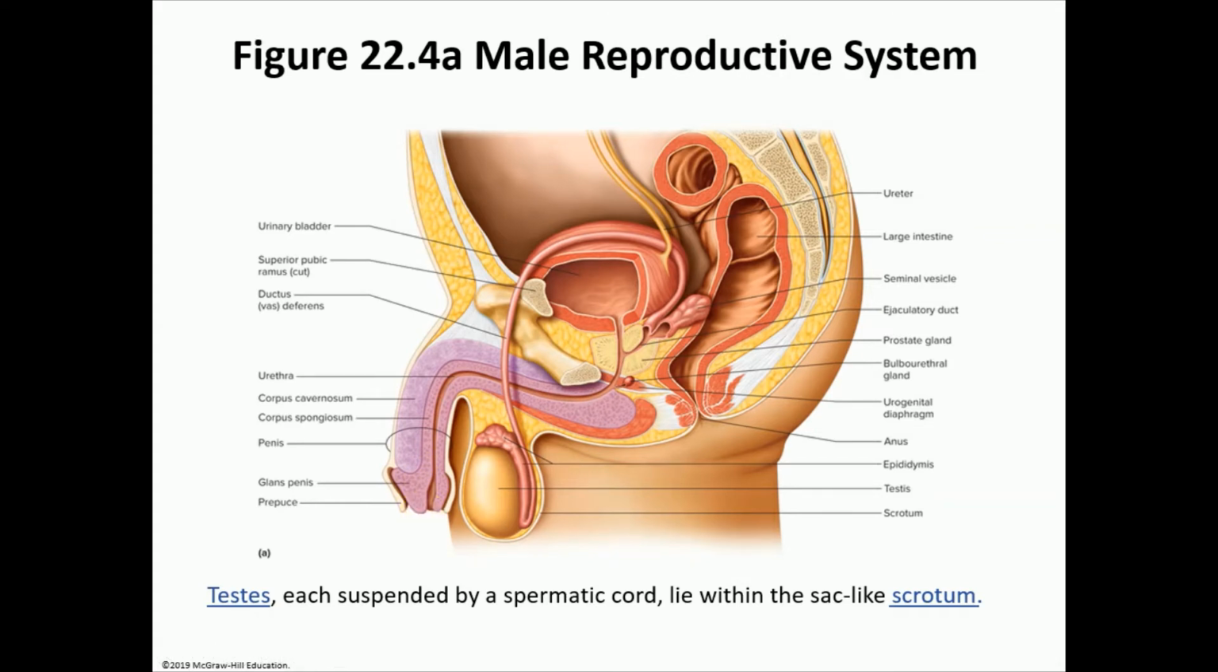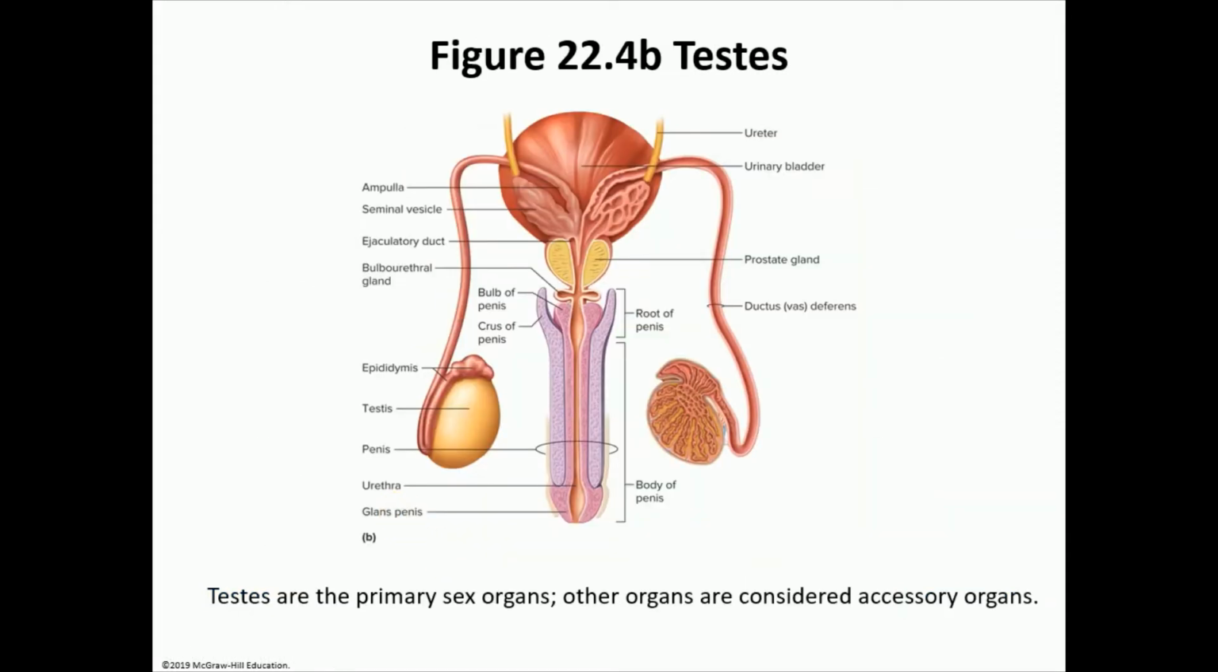The external organs are the ones that we can see from the outside, so that includes the scrotum and the penis. Here again is another view of the different organs. This is looking at the organs from a posterior view. And the reason we know that this is a posterior view is because the seminal vesicles are found on the back of the urinary bladder.